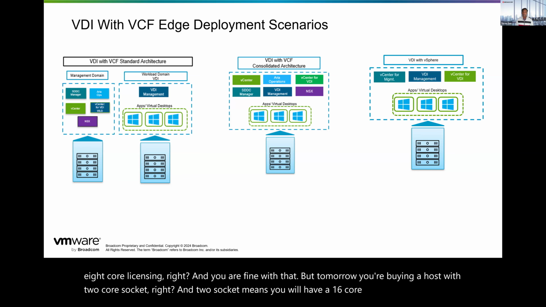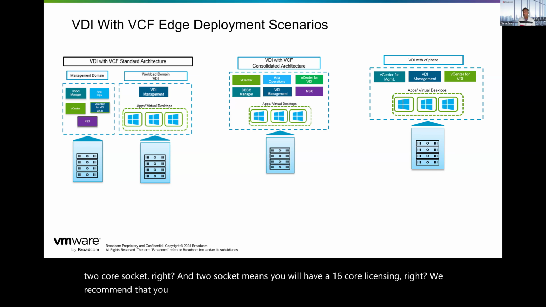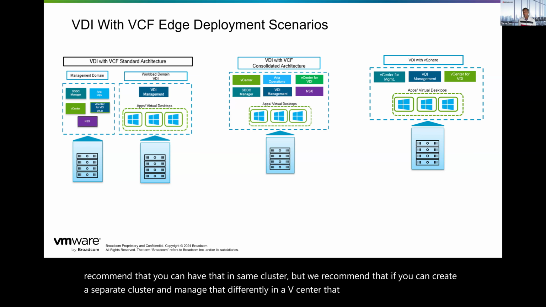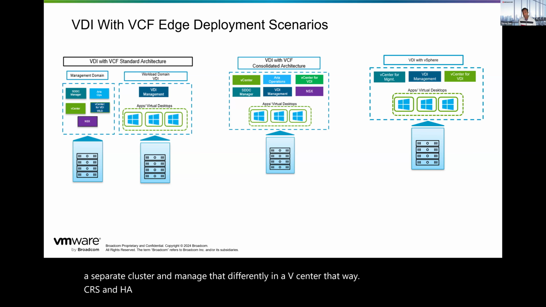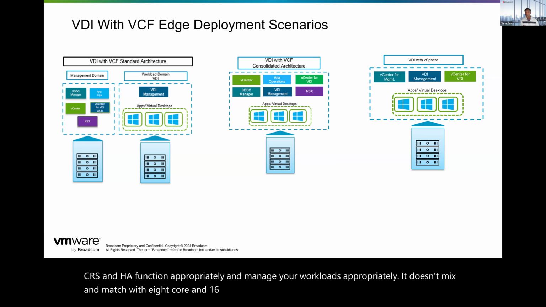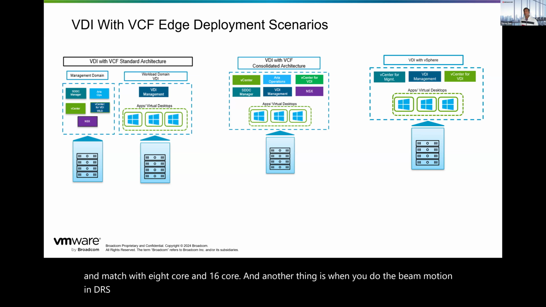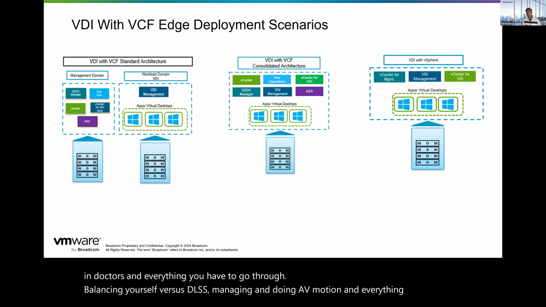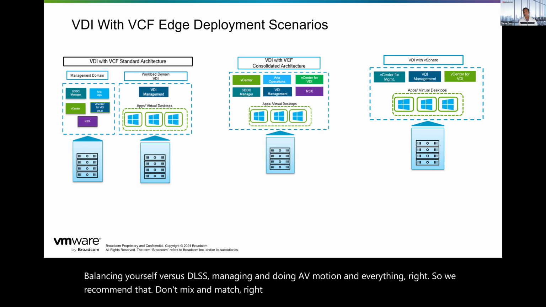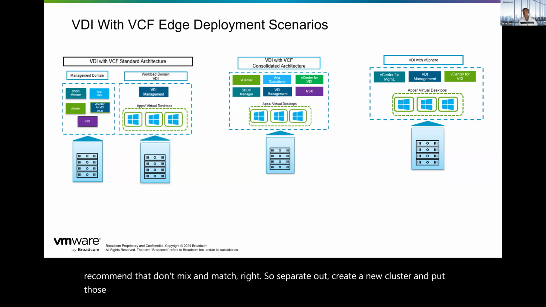We recommend that you can have that in the same cluster, but we recommend that if you can create a separate cluster and manage that differently on a vCenter, that way your DRS and HA function appropriately and manage your workloads appropriately. It doesn't mix and match 8 core and 16 core. And another thing is when you do the vMotion and DRS and everything, you have to go through balancing yourself versus DRS managing and doing a vMotion and everything, right? So we recommend that you don't mix and match, right? So separate out, create a new cluster, and put those new 16 core and 8 core in different clusters.